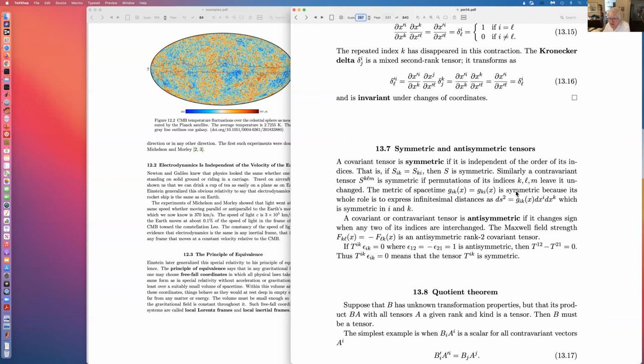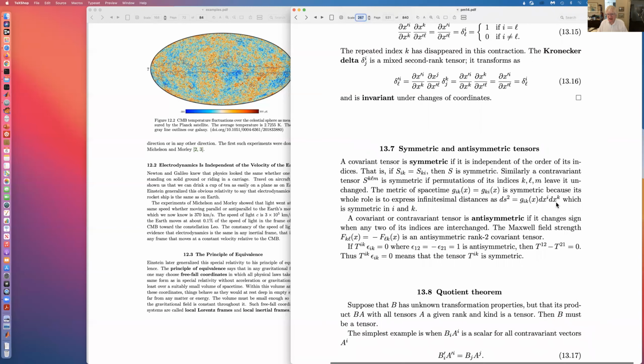The metric of space-time is usually taken to be symmetric. And the reason I say that is that I think of the metric of space-time as being mainly what gives us an invariant quantity here when you multiply by dxi and dxk. And since dxi dxk is symmetric, any anti-symmetric part of this would cancel.